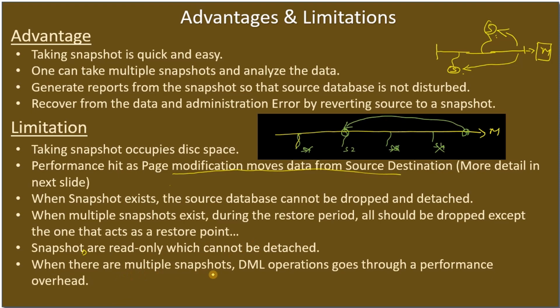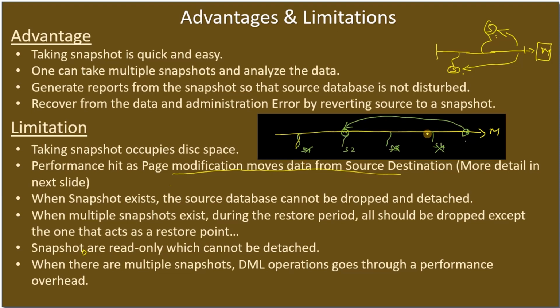When there are multiple snapshots, DML operation goes through a performance overhead. So we already know that performance hit has page modification moves data from source to destination. Whenever you modify the data, there will be data movement from source database to the snapshot pages. So if there are multiple snapshots, then that movement occurs for all the snapshots. Here if you see, since there are 4 snapshots, and if you modify or make some changes, then there will be data movement from main to these restore points.